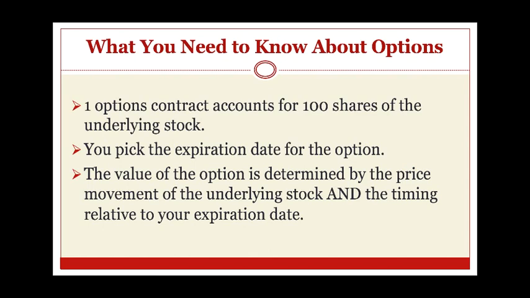Now, for some more of the basics, we know that one option contract is 100 shares. It controls 100 shares of the underlying stock. So if you say, I want to buy one call option for Microsoft stock, you're really controlling 100 shares of Microsoft stock in that one options contract. That's where this massive leverage comes in.